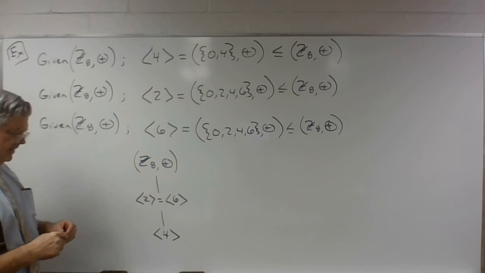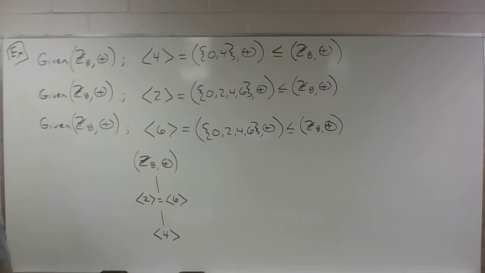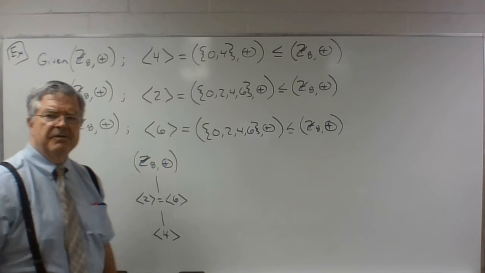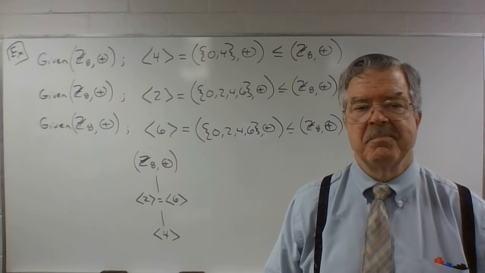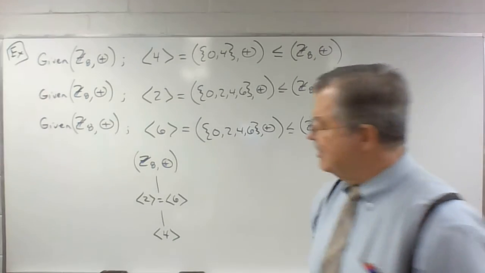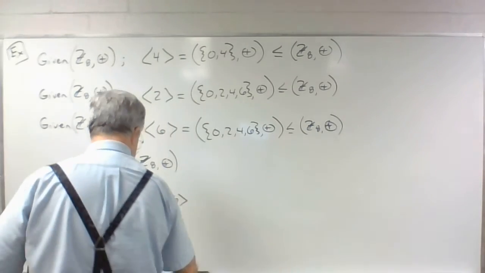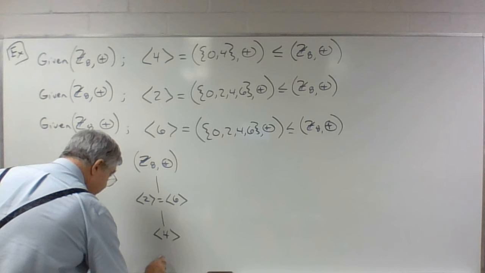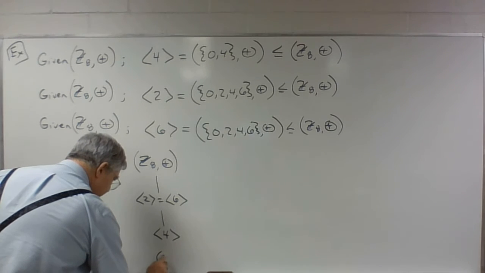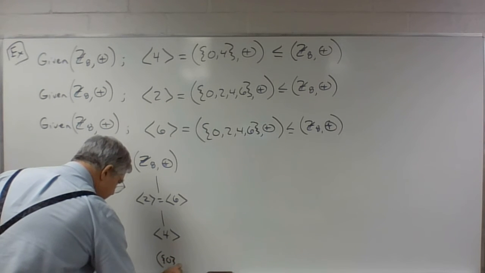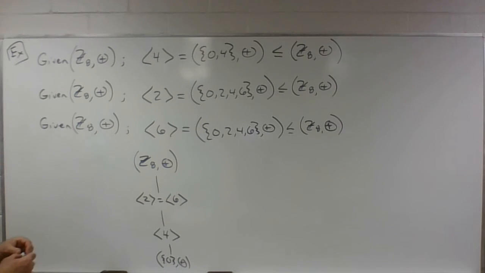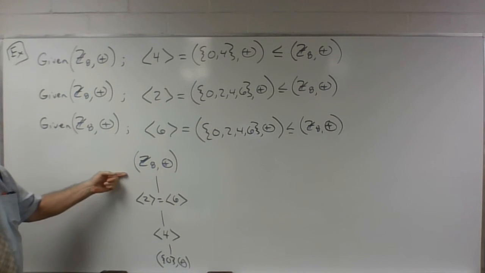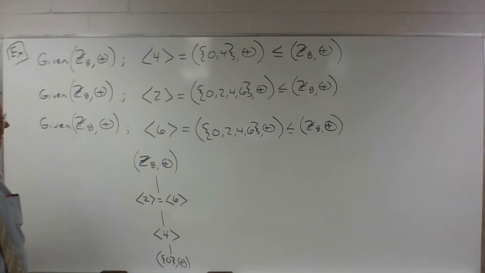And did I leave anything out? What do you think? Am I missing something? The group generated by the identity, right? And so I'll write it like this. The set containing 0 under addition modulo 8. This is the lattice diagram showing the subgroup structure of Z8.